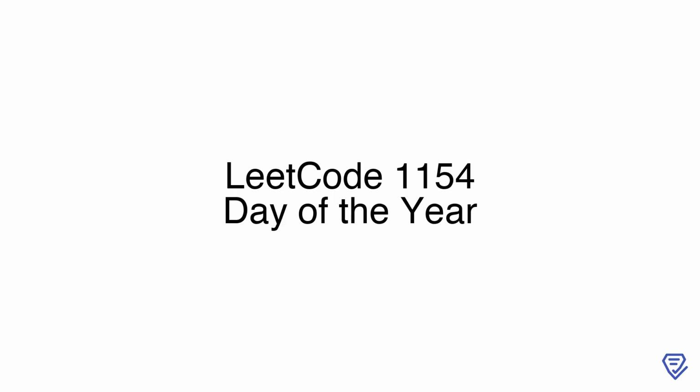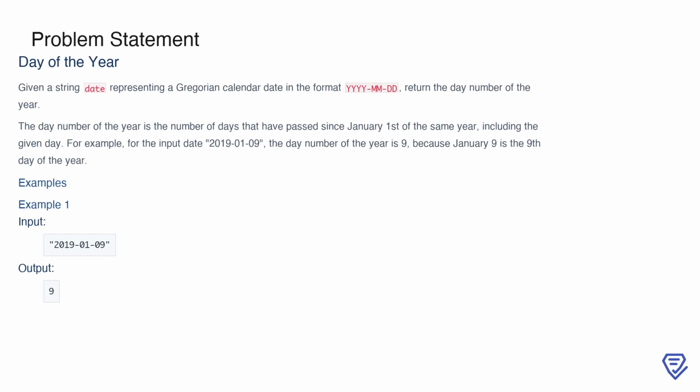Let's dive right in. In this problem, we are tasked with determining the day number of the year for a given date. The input date is provided as a string in the format YYYYMMDD, which represents a Gregorian calendar date. The day number of the year is simply the count of days that have passed since January 1st of that year, including the given day. For instance, if the input date is January 9th, 2019, it means that January 9th is the 9th day of the year. Therefore, the output for this input would be 9.